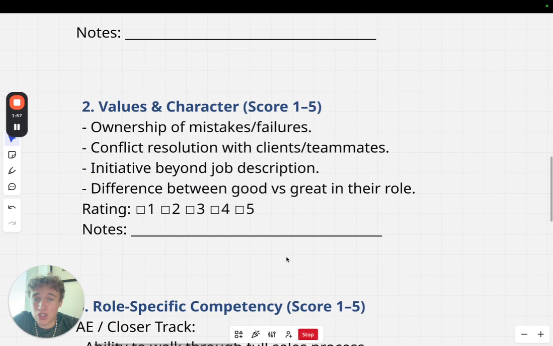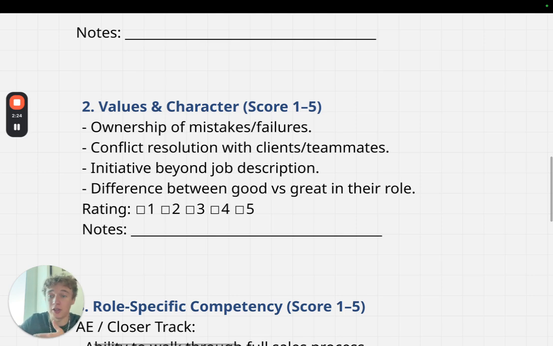Next up is values and character. Score 1 of 5. Ownership of mistakes and failures. Conflict resolution with clients, teammates. This is a good exercise. Hey, could you remember the last time you had an issue with an employee, a team member, or an employer, and what was that situation, and how did that turn out? What was the last conflict you've really had with an employer or a team member, and how did that go? That will give you an idea on how they deal with other people as well.